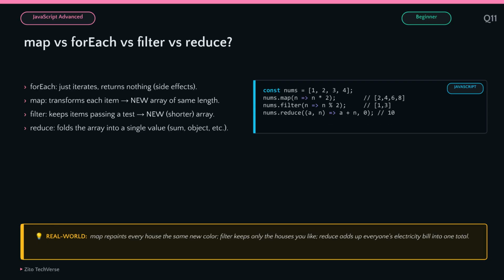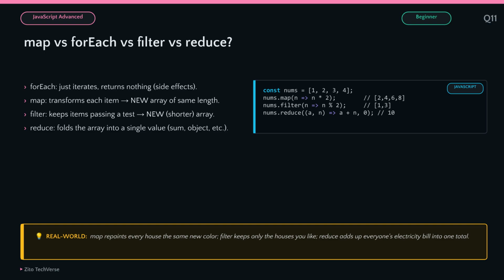Map versus forEach versus filter versus reduce. These four array methods come up constantly. forEach simply iterates and returns nothing, so it's for side effects. Map transforms each element and returns a brand new array of the same length. Filter returns a new, usually shorter array, with only the elements that pass a test. Reduce is the powerful one.